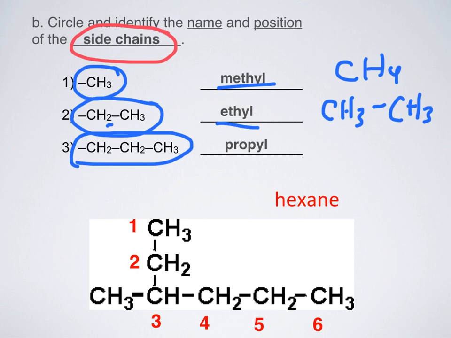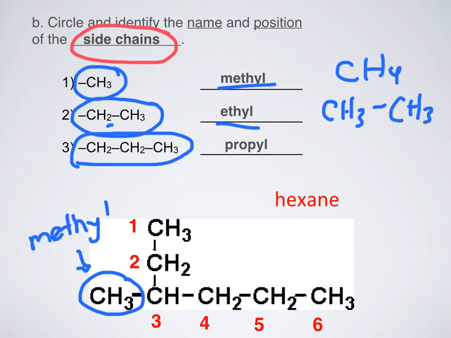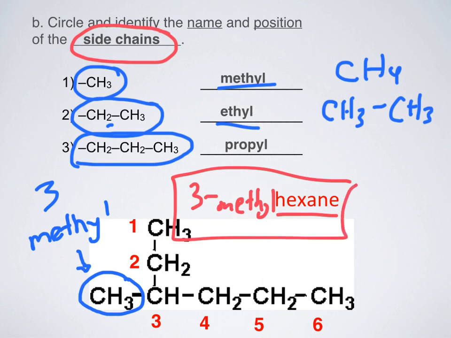Okay, so let's take a look at our picture again. So I have my numbering is correct. I have everything good in my picture down here. So let's circle my side chain. This is my side chain. Now, what type of side chain is this? It is a methyl side chain. Also, what carbon is it at? It's at carbon 3. Okay? So the way I would write that and add to my name here, hexane, is I would say 3-methyl hexane.